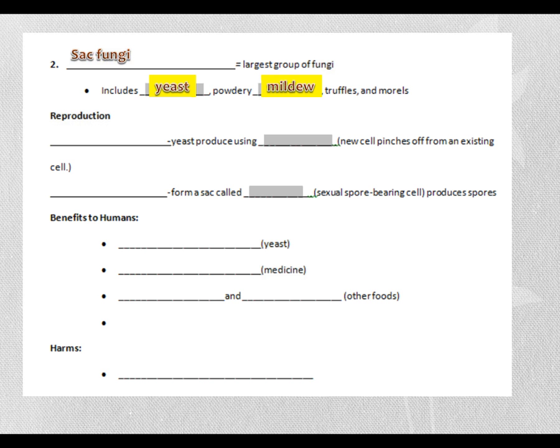All right. So then we're going to talk about the reproduction. Sac fungi reproduce asexually. Your yeast reproduce using what's called budding. In that picture that we saw of yeast, it was budding. What happens is a piece of it just pinches off, and when it does, that's a new yeast. Yeast reproduce asexually, however, other sac fungi reproduce sexually. From a sac of the sac fungi, it produces something called ascus.